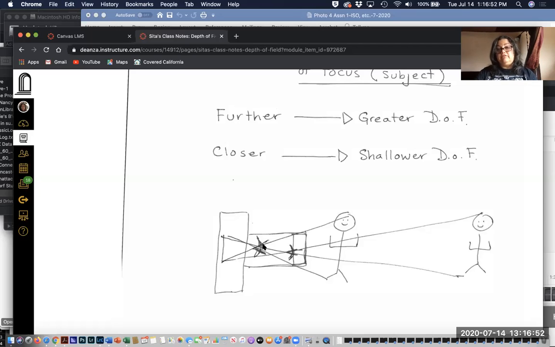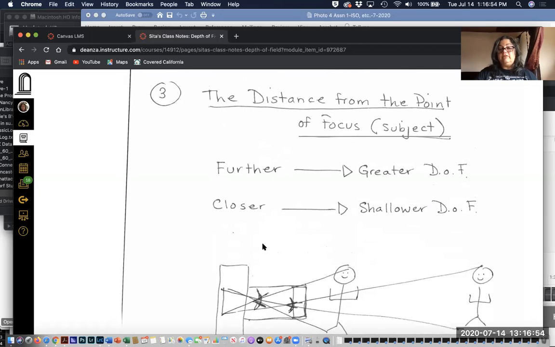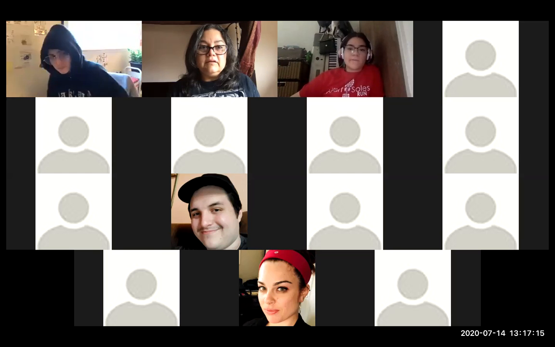And the distance from the subject or point of focus, I was doing it in this order. So the closer you are to the subject, the shallower the depth of field, and the further away from the point of focus, the greater the depth of field. Okay, so that is depth of field. Any questions on depth of field?